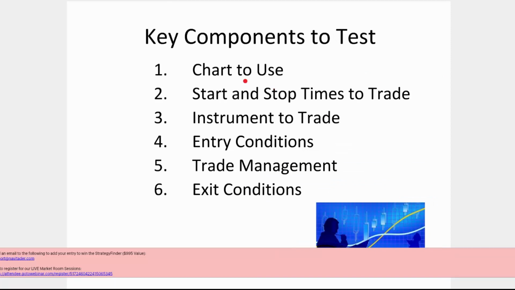All right, so when you're testing a system, there are some overall things you need to test. Which chart you're going to use, for example, maybe you like 5-minute charts, maybe range charts, maybe volume charts, tick charts. So you need to identify which chart to use, and of course which instrument you're going to trade. The start and stop times for your trading will make a huge difference in your overall results. In other words, when you start trading and when you stop trading makes a big difference in the overall performance of whatever you're doing. Again, what instrument you're going to trade, what conditions need to be met for entry, how you're going to manage the trade, and how you're going to exit the trade. That's really all the components of a system.